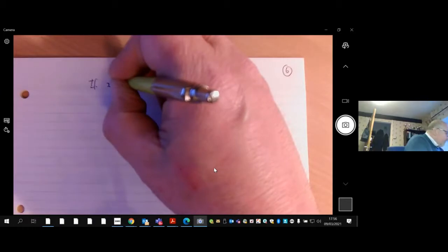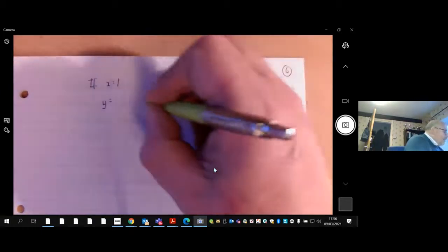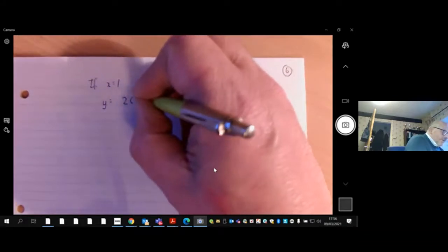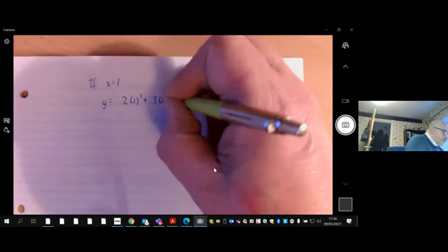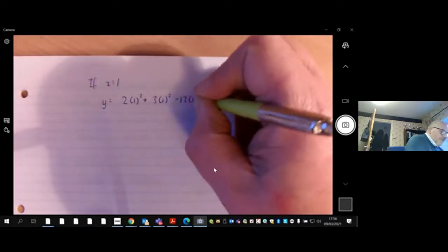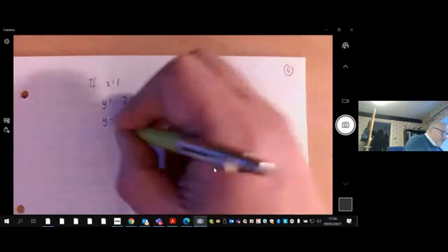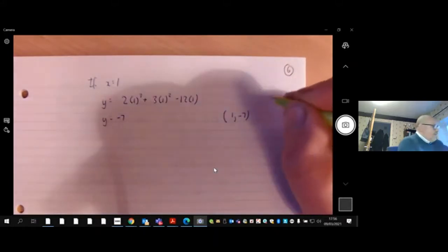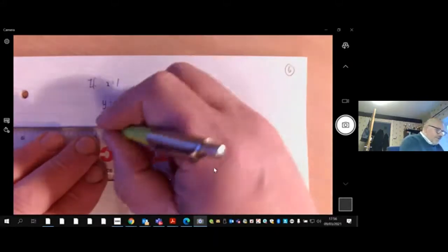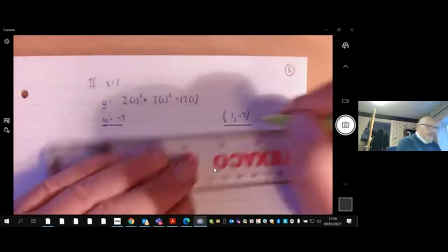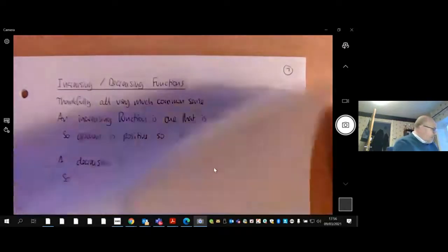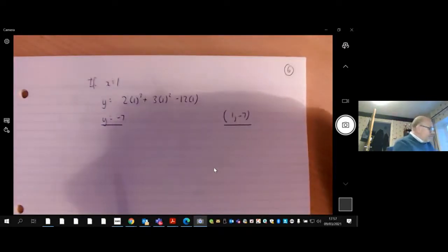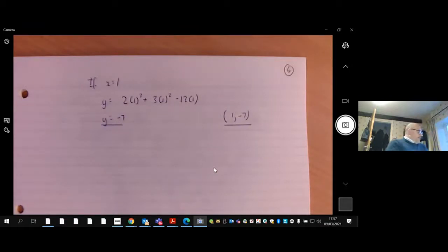Yes, it is 1. If x equals 1, y equals 2 times 1 cubed plus 3 times 1 squared minus 12 times 1. So y equals -7. So I've got my second point, which is (1, -7). So I've now got the position of the stationary points: (1, -7) and (-2, 20).